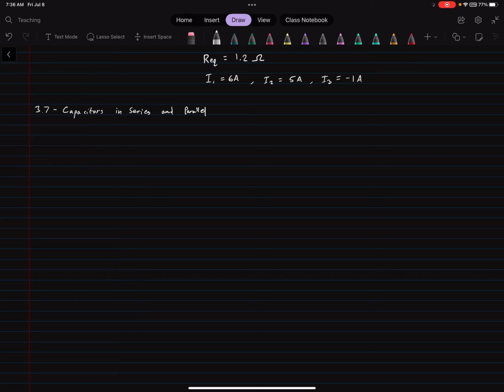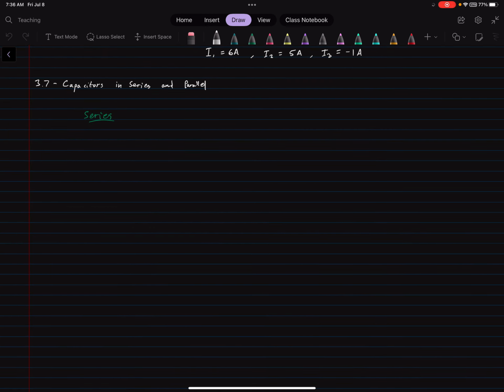To get right to it, capacitors in series, here I'll just write series, they combine in the same mathematical way as resistors in parallel. So 1 over the equivalent capacitance is equal to 1 over the capacitance of the first, plus 1 over the capacitance of the second, plus 1 over the capacitance of the third that's in series, and so on.